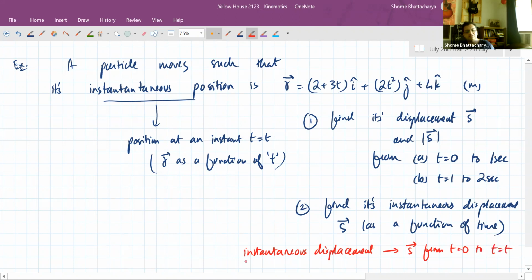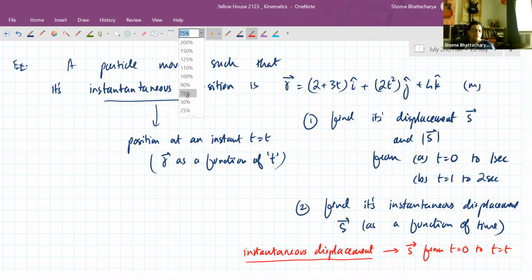That's what we mean by the term instantaneous displacement. Okay, so let's work this question out.